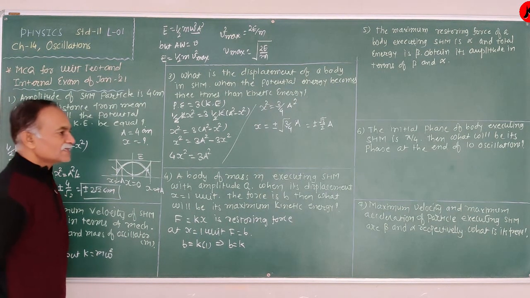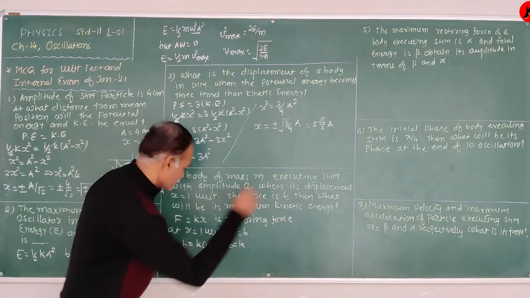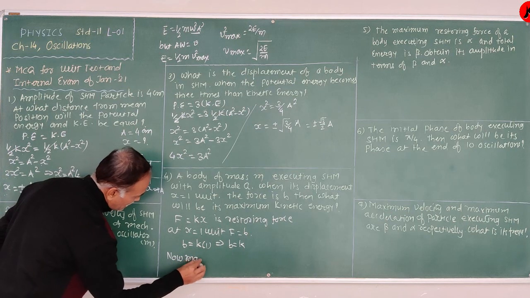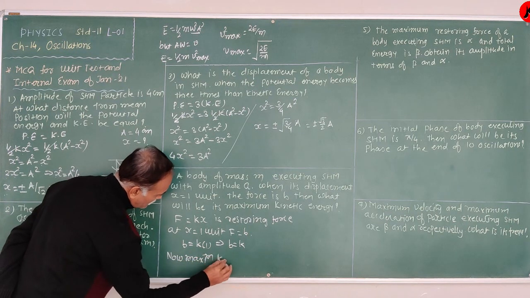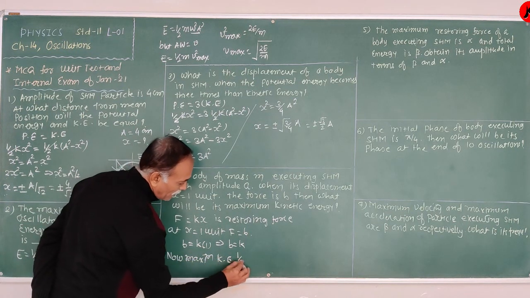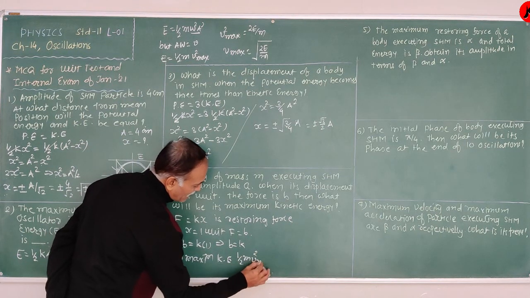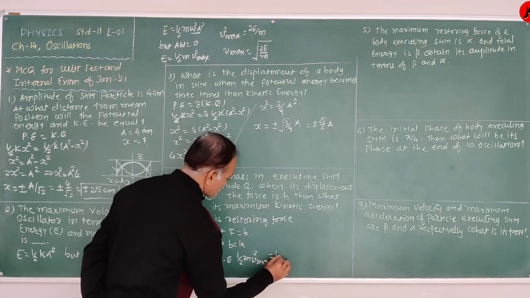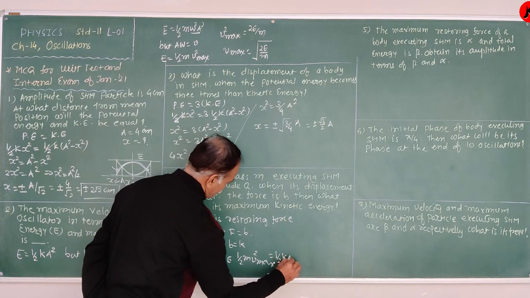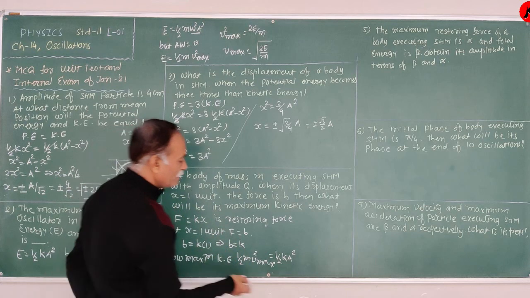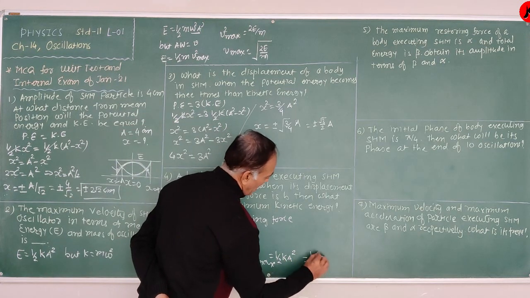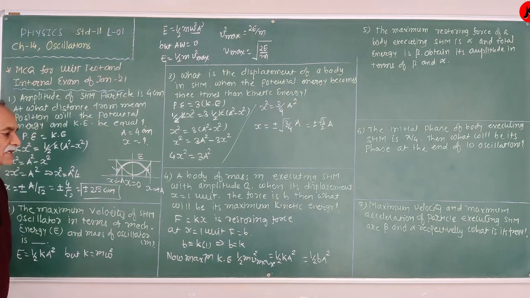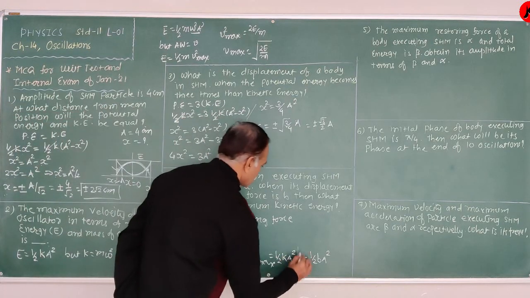Now, what is the maximum kinetic energy? The maximum kinetic energy, half m v square maximum, is equal to half k a square. But k is equal to b. Therefore, half b a square. Half b a square. That is our required answer.